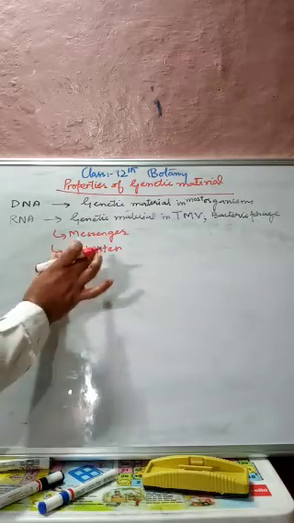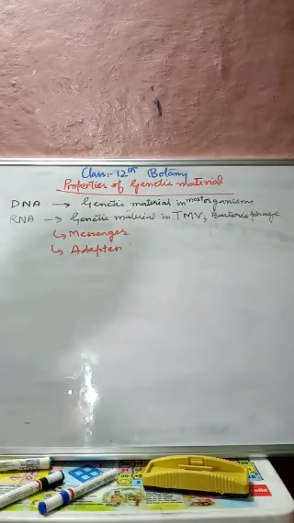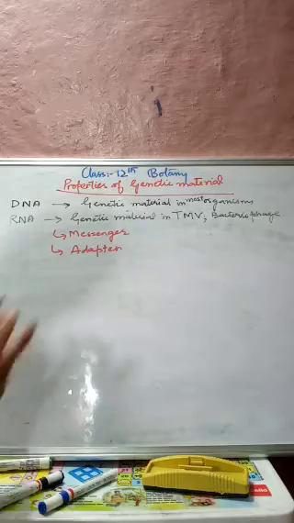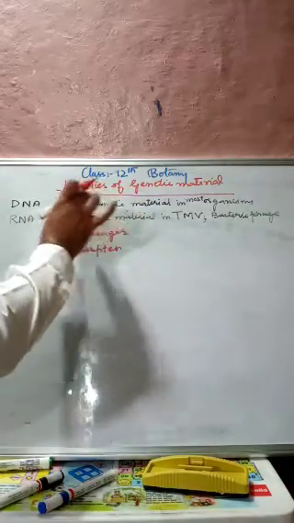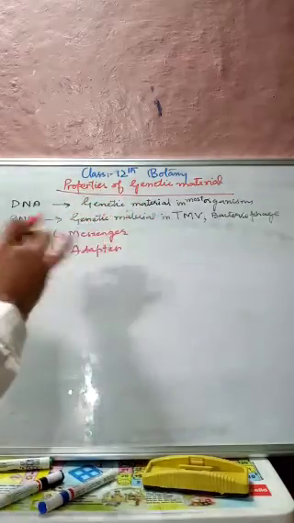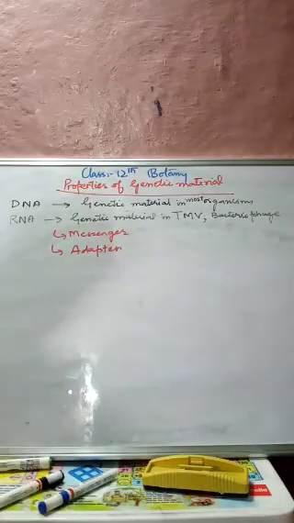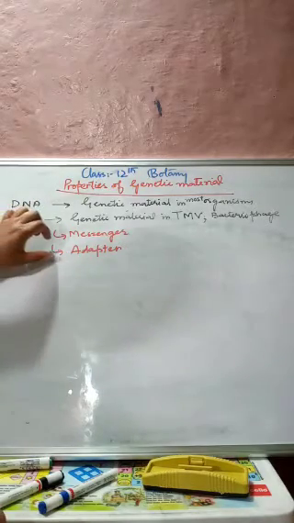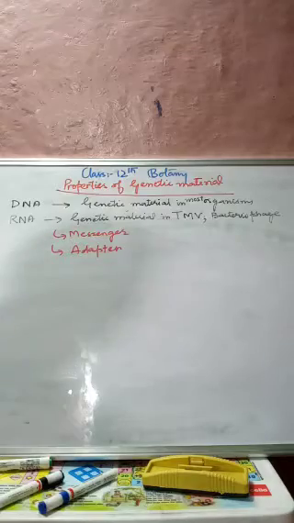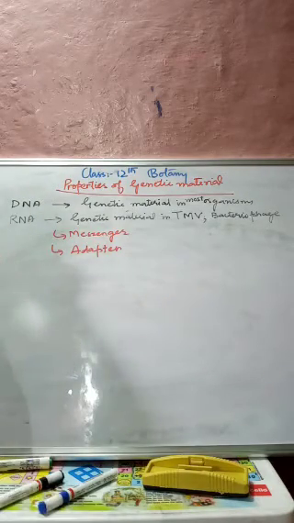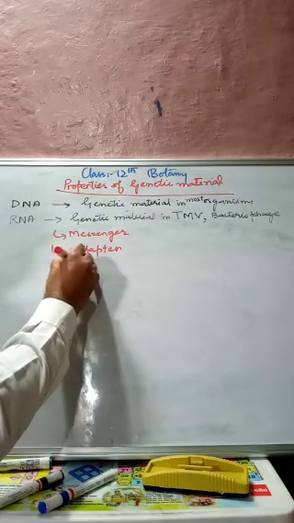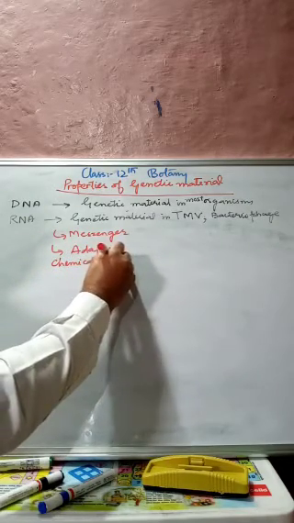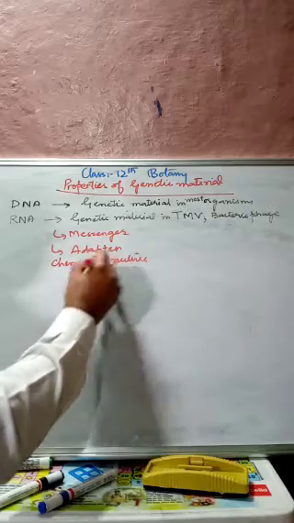Now, what is the difference? DNA is the genetic material in most of the organisms. RNA is a genetic material in few organisms like TMV and bacteriophage. RNA mainly performs the functions of messenger and adapter. And all these differences are mainly due to the chemical structure of DNA and RNA.